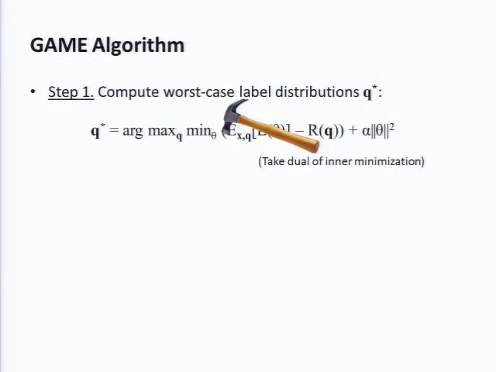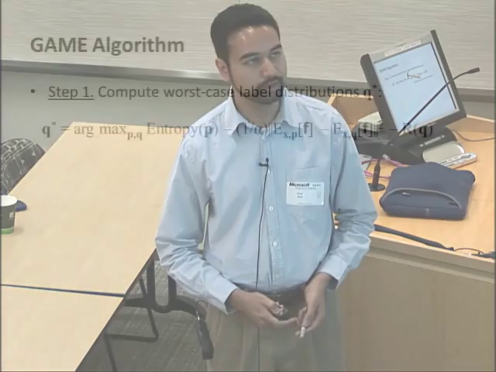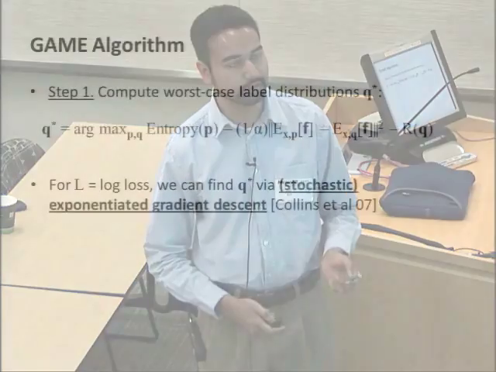What's interesting is that for the loss functions that we're interested in, specifically log loss and hinge loss, we can turn this into something that's much more friendly. What we do is dualize, basically. We take the dual of the inner minimization. After I take its dual, for log loss, I get this maximization. And so this is the entropy of, let me just say.